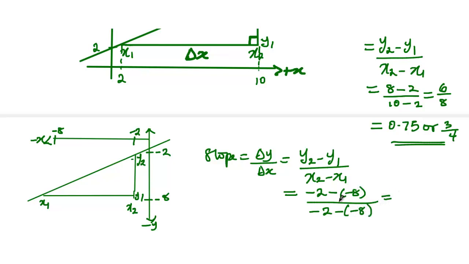If you look at it, minus 2 minus minus 8, minus times minus is plus. Minus 2 plus 8 gives us 6. Same for the denominator: minus 2 minus minus 8 is minus 2 plus 8, that is 6. 6 cancels 6, so the slope is 1, which is greater than 0, which shows that the slope is still positive. I've just used that for the purpose of illustration.